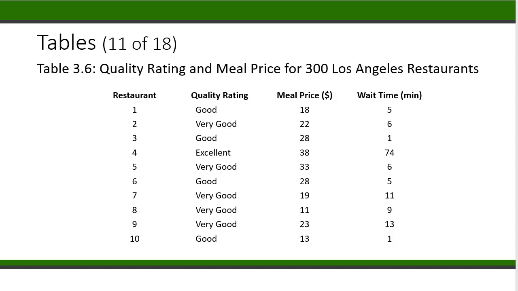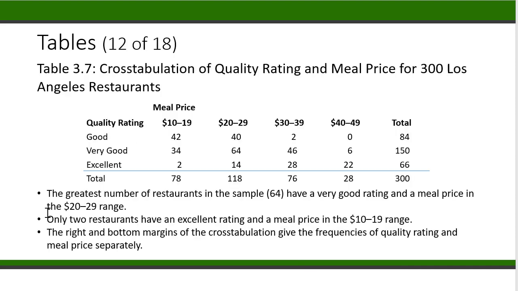Here we have a table showing the meal price for 300 Los Angeles restaurants and their quality rating. We've got the restaurants, their quality rating, the meal price, and their wait times. From there, we'll do some cross-tabulation. The cross-tabulation here is the quality rating by meal price, and we're going to break the meal price down into these ranges or bins. Then we can get a count in each one of those.